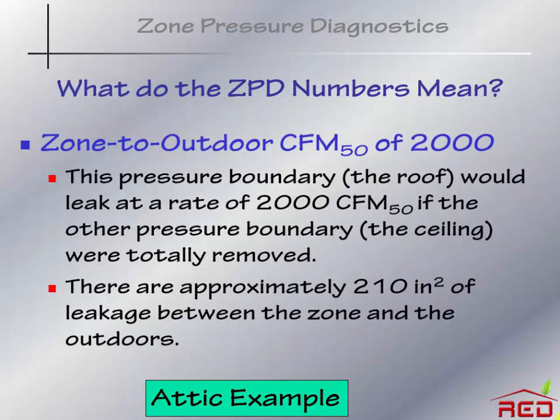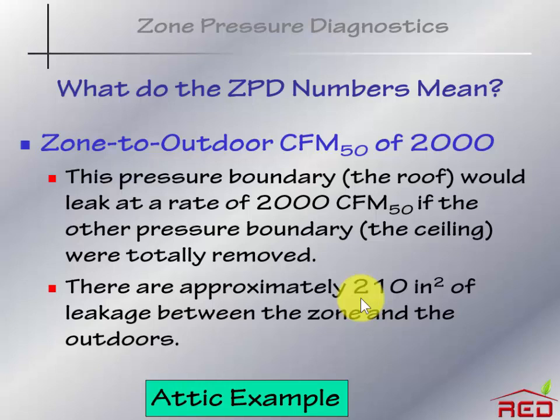Then for the zone to the outdoor, or outdoor to zone value, this is the flow through the roof as if the ceiling were totally removed. Of course, this is not going to happen, but again, it gives us the capability of finding the approximate square inches of leakage. We have 210, and this gives us a very good idea, perhaps the best idea possible, of what the effective attic venting is.